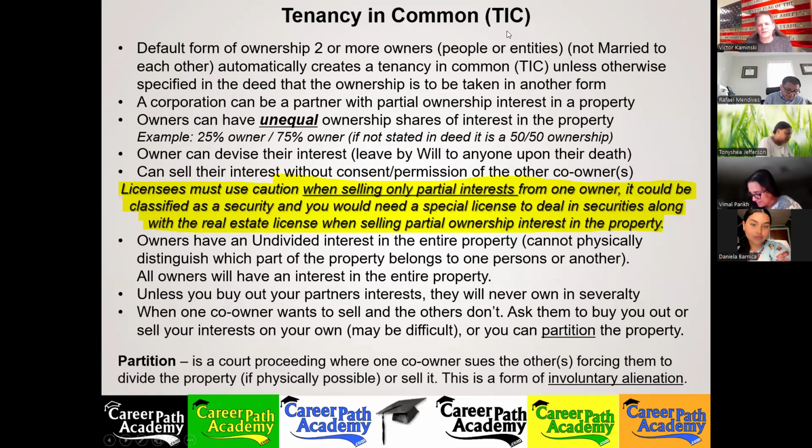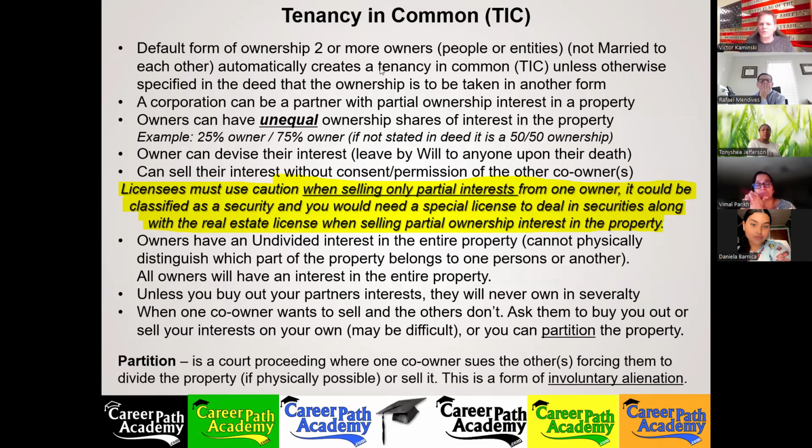All right, so here I put a slide together with all that information for tenants in common. Default form of ownership: two or more owners, people or entities, not married to each other, automatically creates a tenancy in common, or a TIC. In the commercial real estate world, they refer to these as TICs. They love their acronyms. Unless otherwise specified in the deed that the ownership is to be taken in another form. So a corporation can be a partner with a partial ownership interest in a property under a tenancy in common.